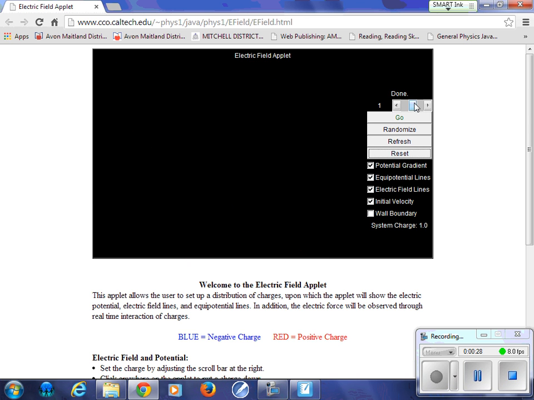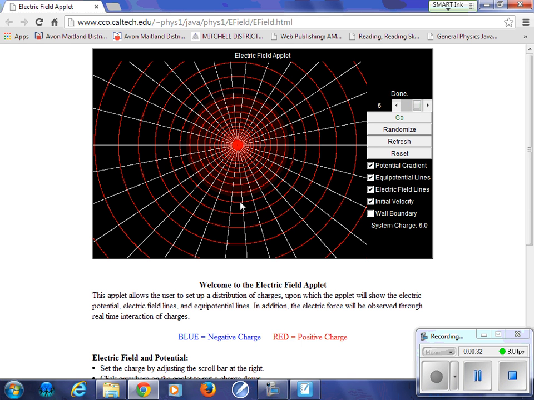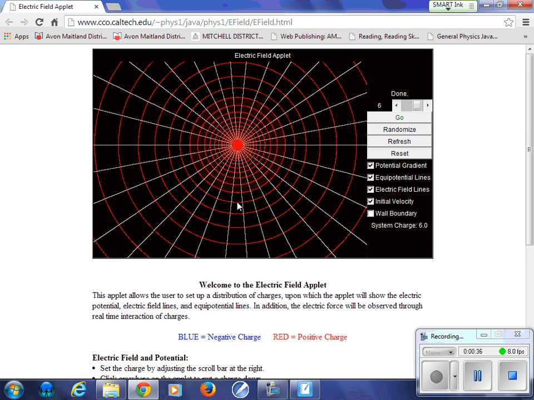If I reset it and move it up to like a level 6, you can see that there are many, many more white field lines to represent the strength of the charge. The applet follows the rules: the more field lines you draw, the stronger it is. And you can see the equipotential lines are drawn in a darker or thicker font to indicate that it's stronger that way. Okay, so that's what the point source looks like.